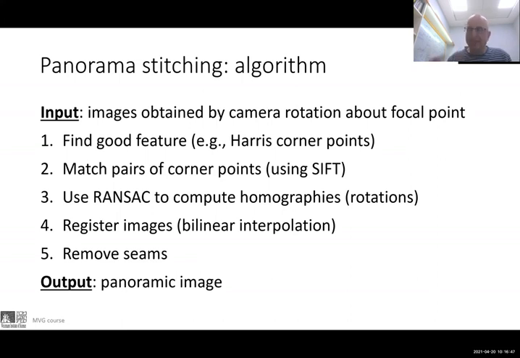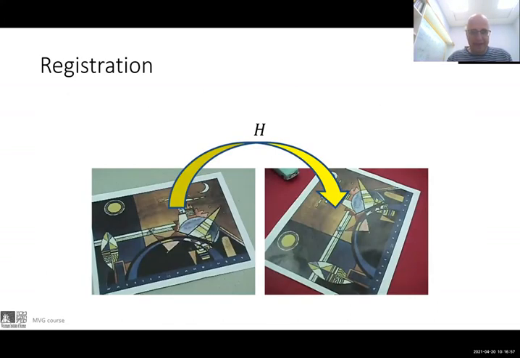Then we register the images, so we apply the homography such that the images will align. And finally, we remove seams. So let's see the registration. Here, given these two images, we want to find the homographies.